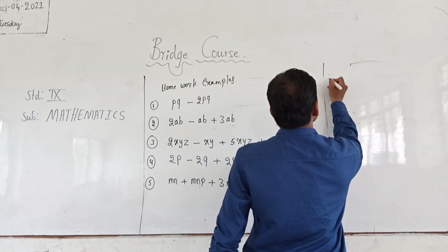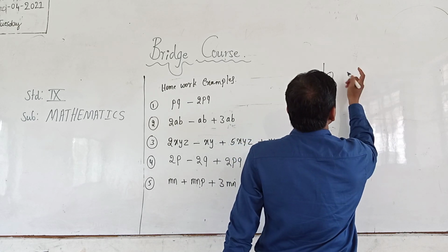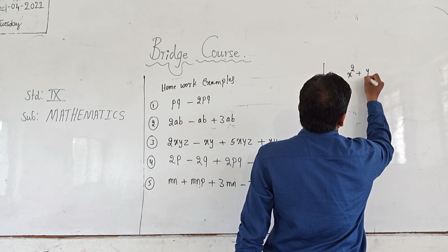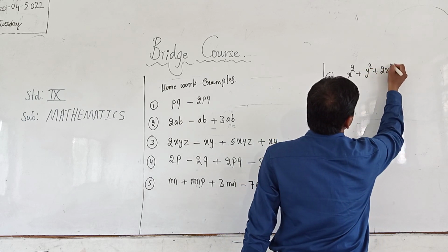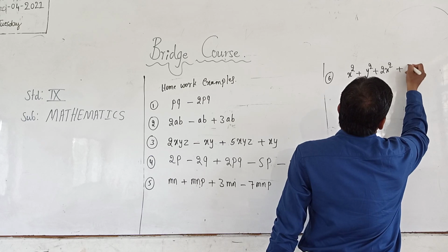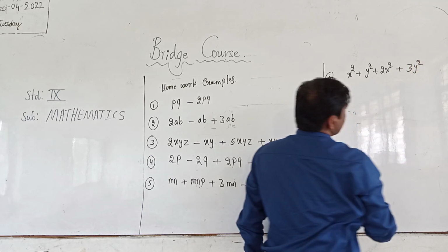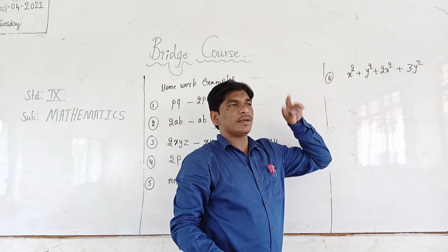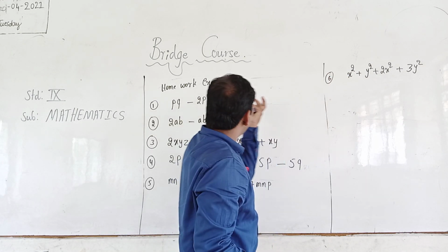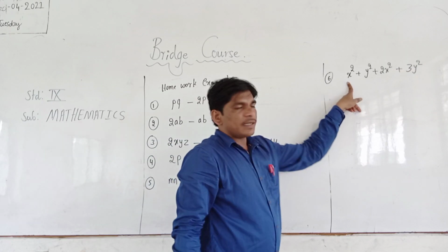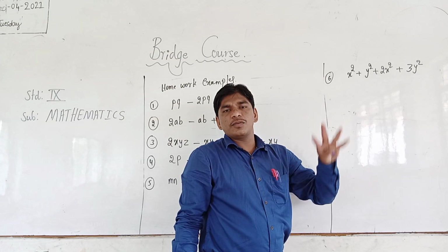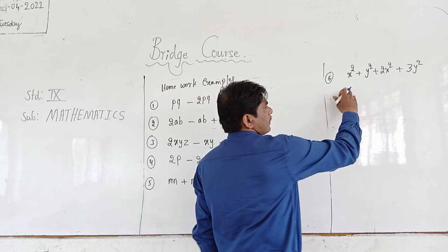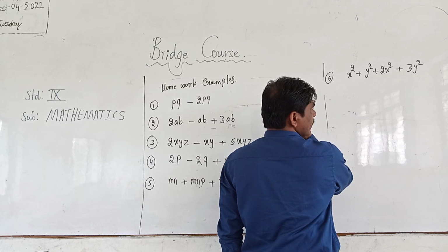Now, sixth one is x square plus y square plus 2 times of x square plus 3 times of y square. Now, a square term is also a single term. Not only degree 1 is a single term. Any power terms you take, for example, x square, x cube, x raised to 4, x raised to 5, these are also single terms.